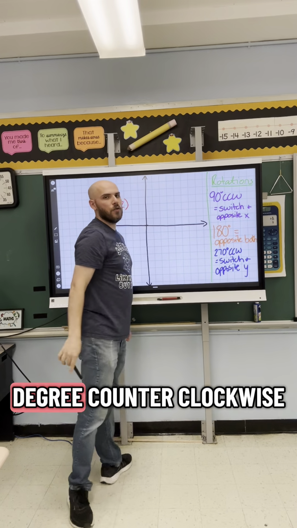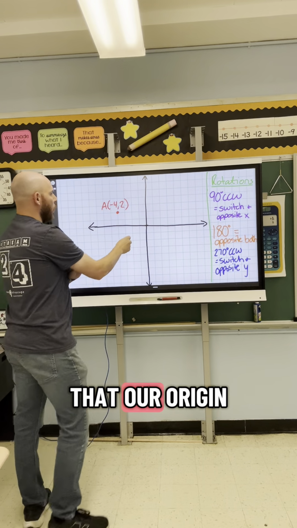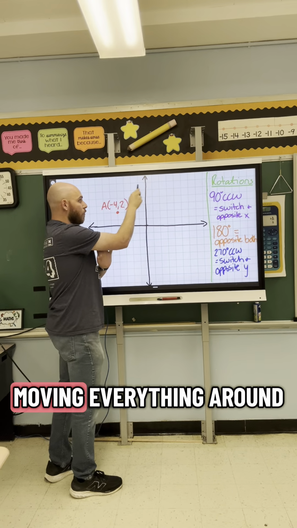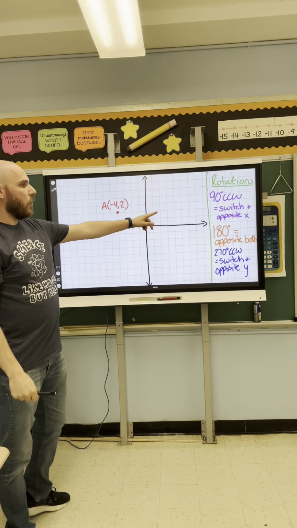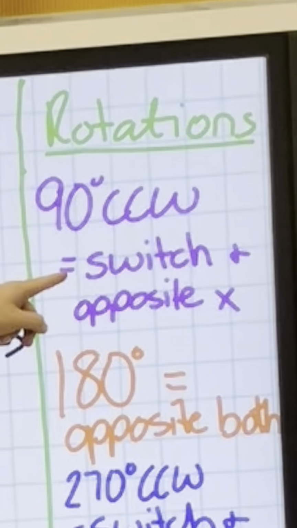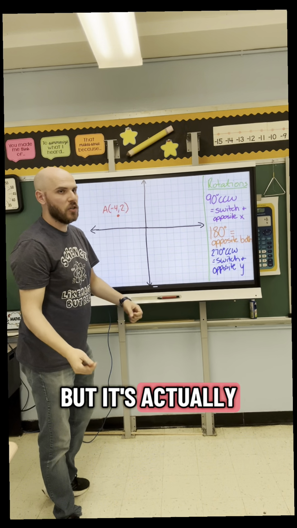We're going to start with a 90-degree counterclockwise rotation around the origin. That just means that our origin is what we're moving everything around, okay? So let's start. You can see the rule here. We're going to switch and take the opposite of x. Now that sounds like a lot, but it's actually pretty easy.